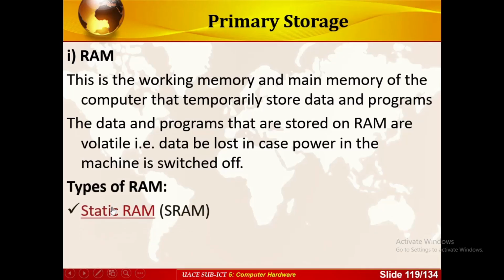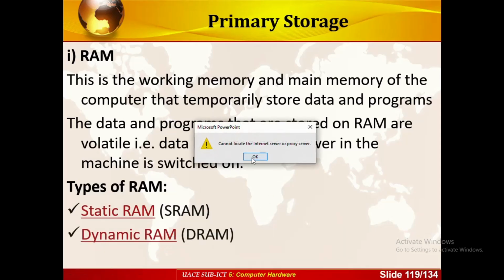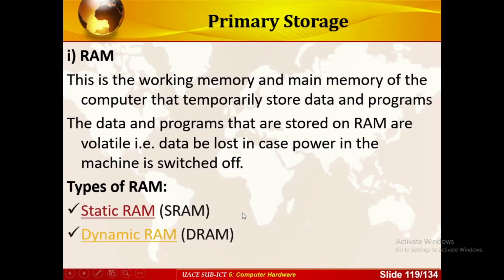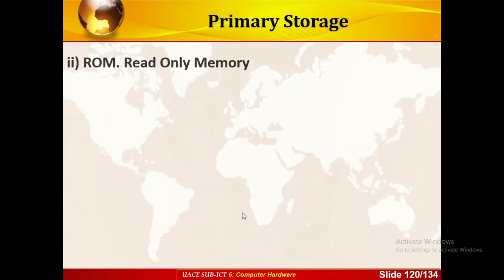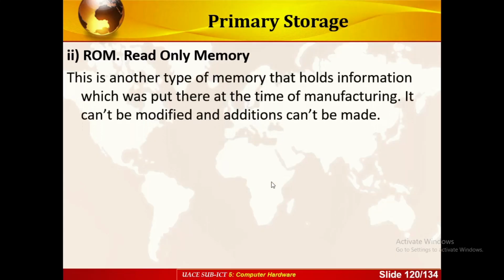Types of RAM: we have static RAM, that's SRAM. You can also talk of dynamic RAM, that's DRAM. All these are kinds of storage media. We can also talk of the other kind of memory, read-only memory. This is a type that stores information which was put in at the time of manufacturing. It can't be modified, so it's done once and for all.